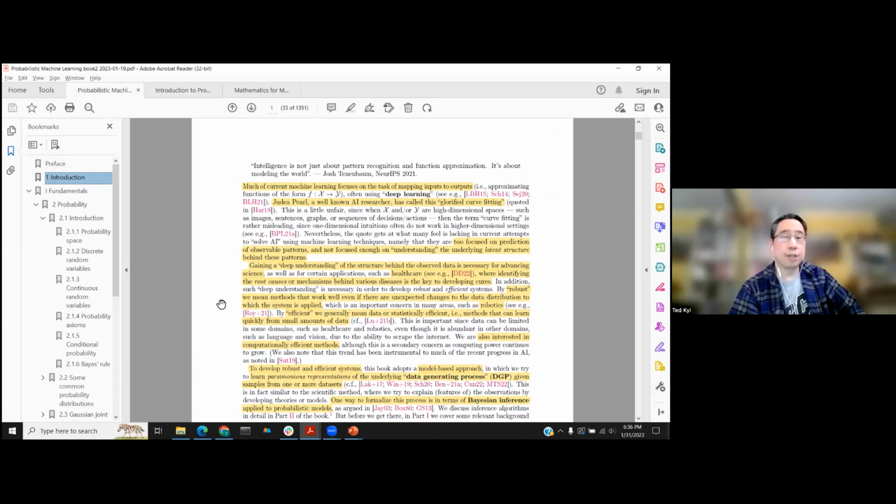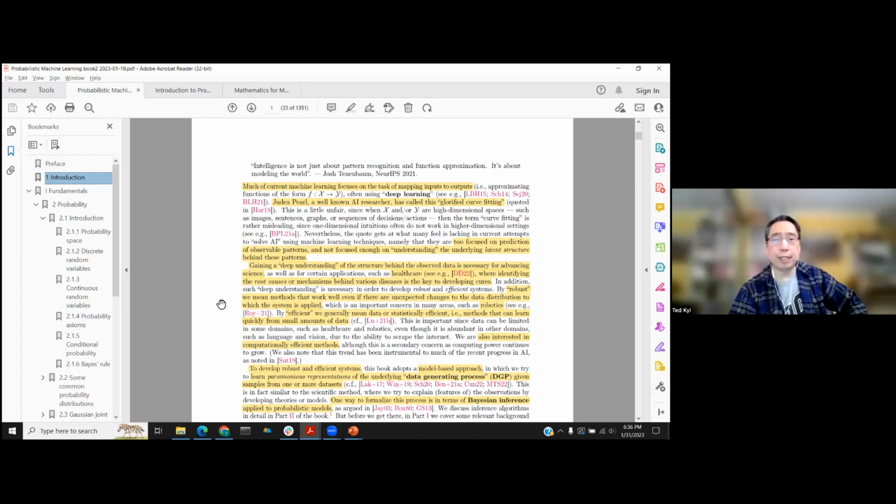Okay. So Kevin Murphy says, much of current machine learning focuses on the task of mapping inputs to outputs. Yeah, that makes sense, right? So we've got some function from x to y. And Judea Pearl, well-known AI researcher, has called this glorified curve fitting. Okay, so the author says, well, in high dimensionality, that might be a little bit unfair.